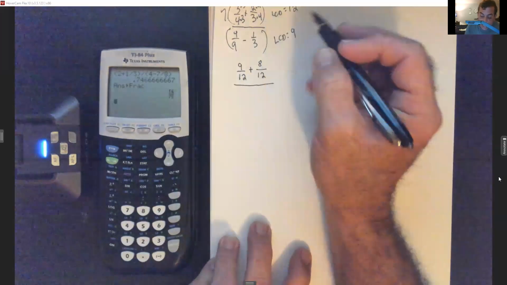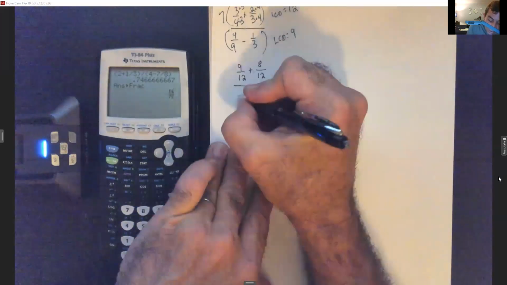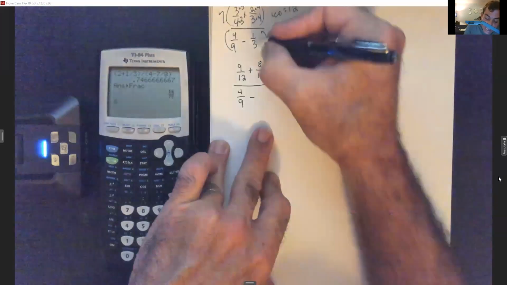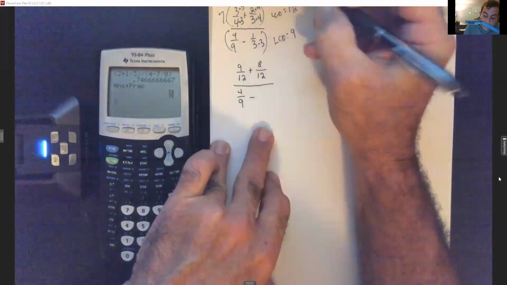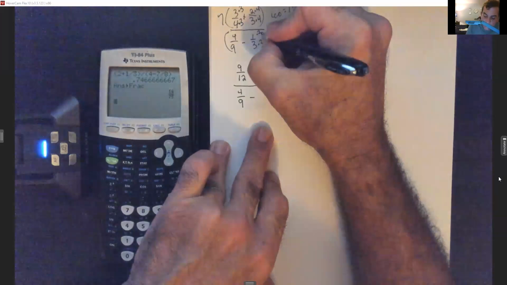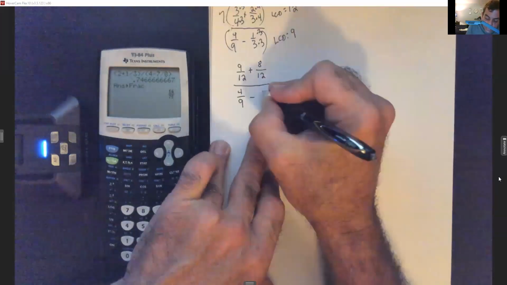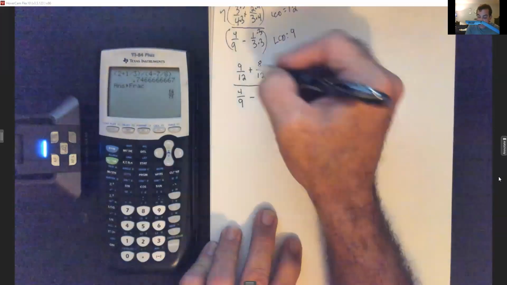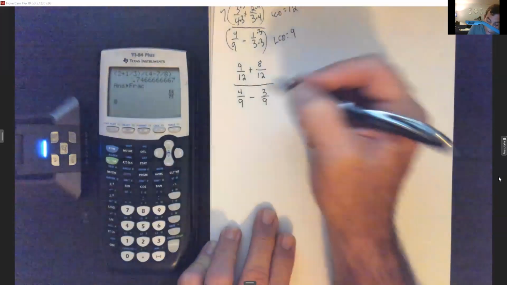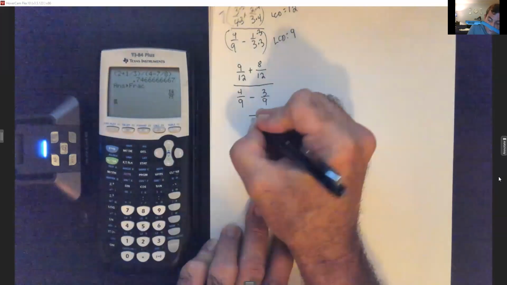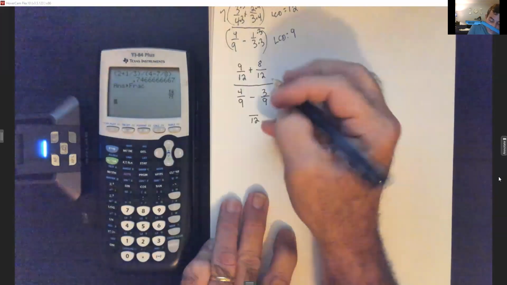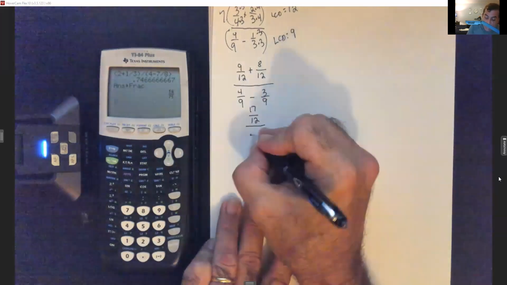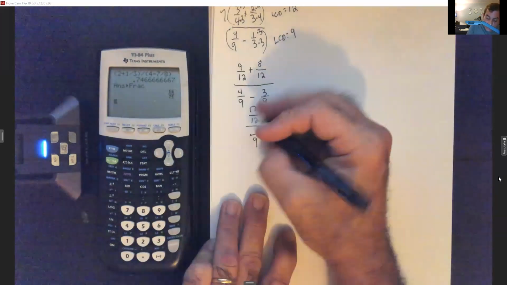Now the bottom needed a 9, so the 4 over 9 already has it. Minus, to turn the 3 into a 9, you multiply by 3, which means I multiply the top by 3. So y'all, that gives me what? A 3 over 9. So now I'm going to add my top, subtract my bottom. On top, that's going to be over a 12, and then 9 plus 8 is 17. The bottom will be over a 9, and 4 minus 3 is 1.